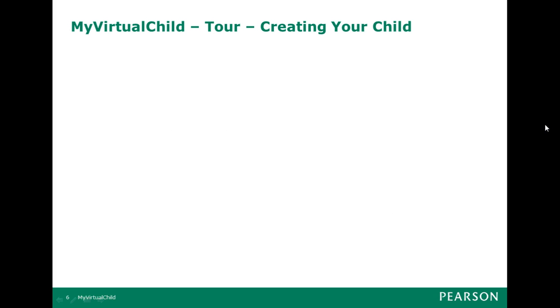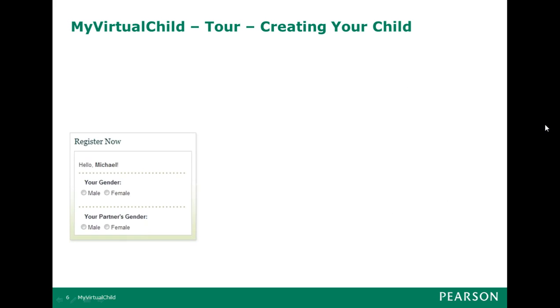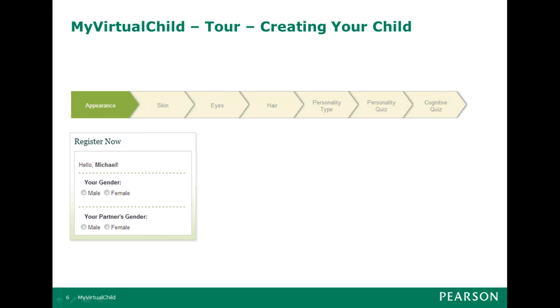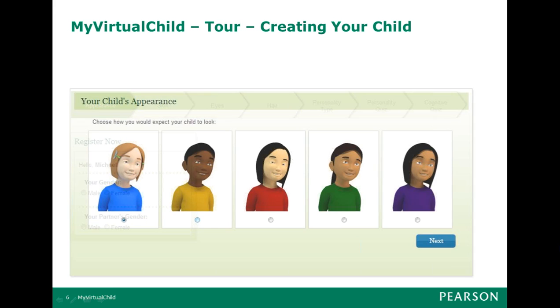So let's look at what a student sees as they go through the system, starting with creating your child. To begin with, you're given a choice of gender and your partner's gender. As you can see, you can have a same-sex couple if you want. It's very politically correct, this system. And it's going to take you through a path where you can choose the appearance of the child: skin, eyes, hair, and so forth.